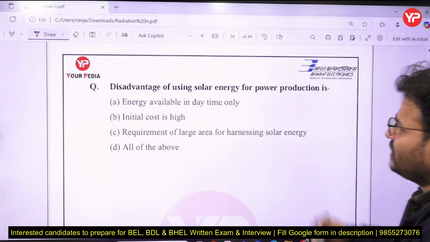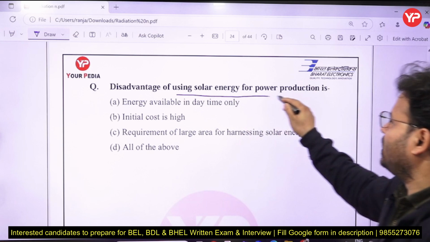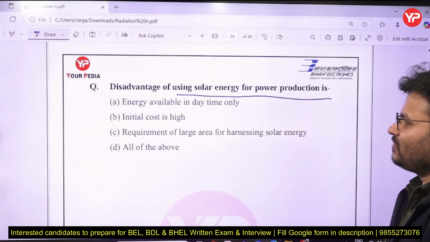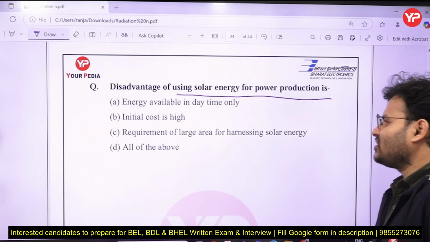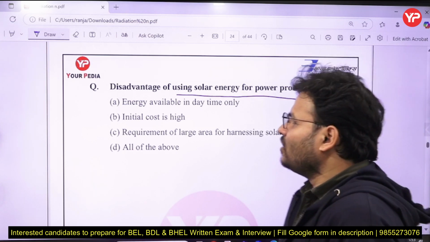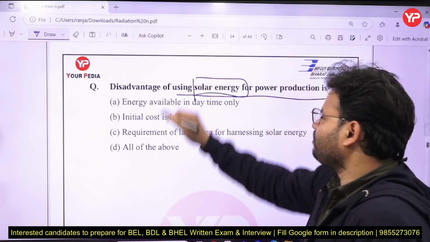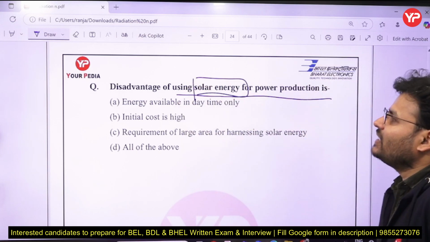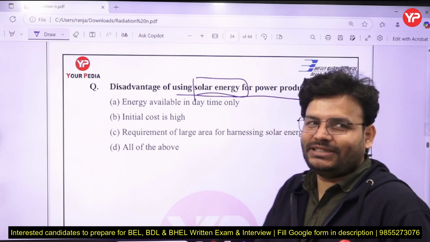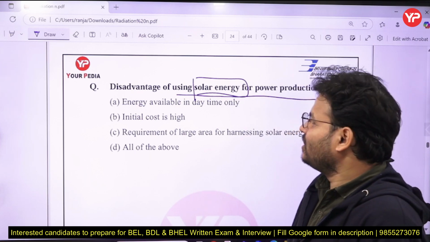Now, what is the disadvantage of using solar energy for production? Energy available in the daytime only. Initial cost is high. Requirement of a large area for harnessing solar energy. All of the above. Anybody can tell me? Energy available in the daytime only. Yes, solar energy is only available in the daytime. So that one is right.